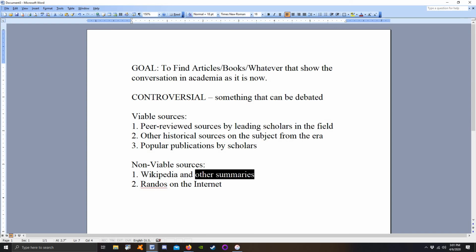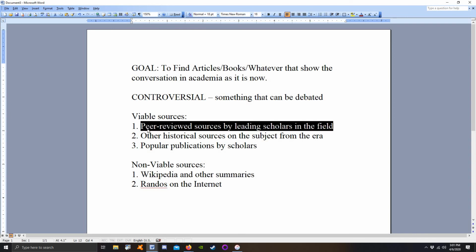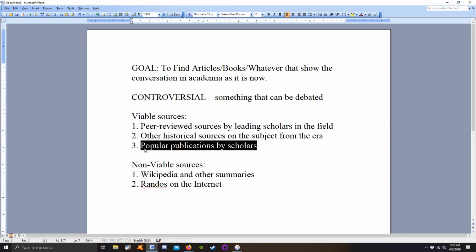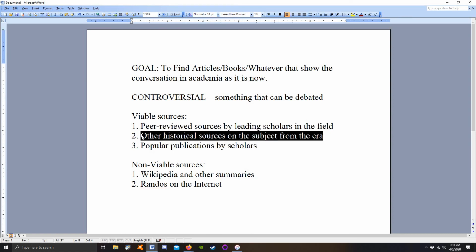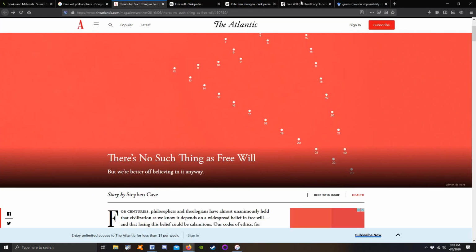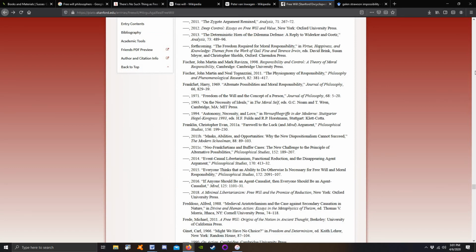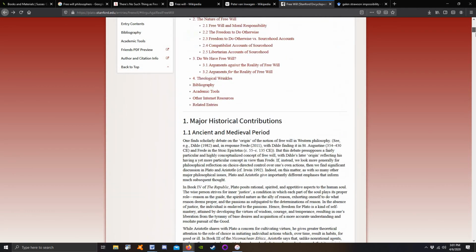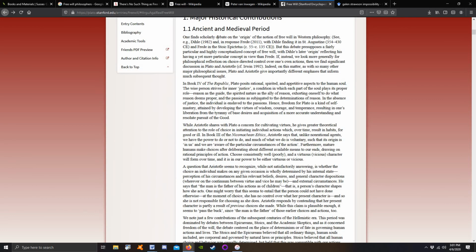Again, don't quote Wikipedia and other summaries. Quote the sources that they are quoting. Quote the peer-reviewed sources. Quote the popular publications when relevant. Quote the historical sources that keep coming up. Again, if you look at the Stanford Encyclopedia of Philosophy, in that whole historical section, you'll find a whole bunch of scholars here as well.